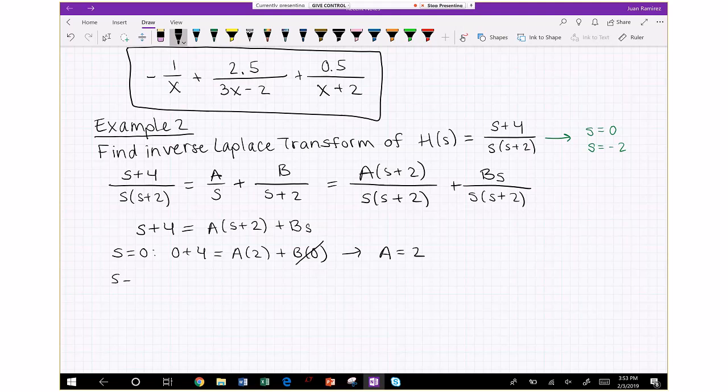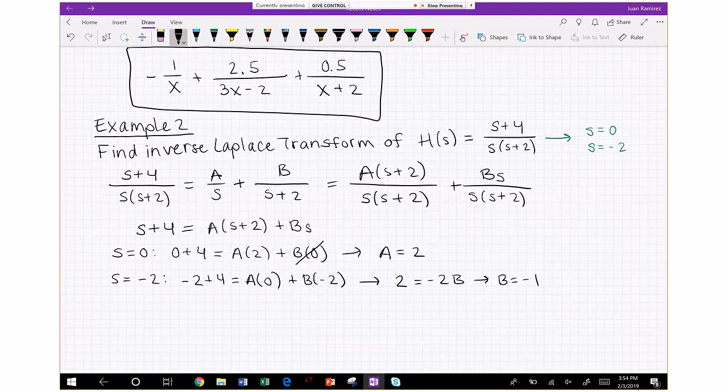Now we'll do s is equal to negative 2. Plug that in, we end up with negative 2 plus 4 is equal to A times negative 2 plus 2, which is 0, plus B times negative 2. That'll give us 2 equal to negative 2B. Therefore, B is equal to negative 1.